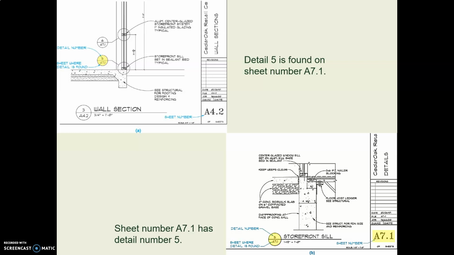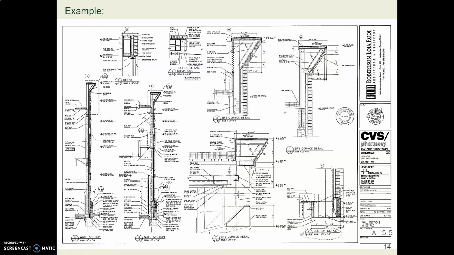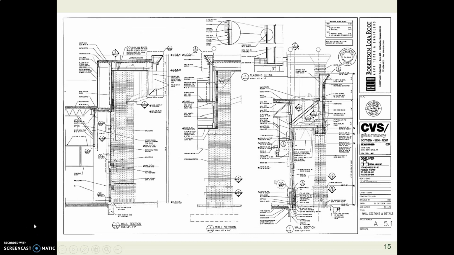This is in our textbook. They're showing us here is one sheet where they're calling out a detail, a section detail. That's on page A7.1 according to this. Now here's page A7.1 and there's that section detail. Here's an example of a bunch of wall details out of a drugstore set of plans. And here's another example.